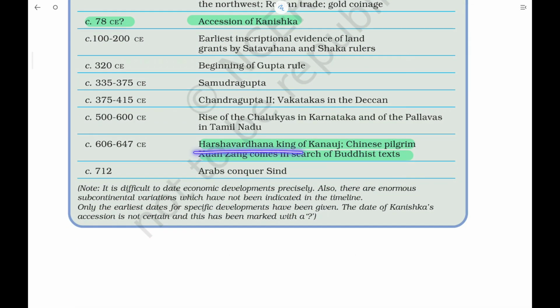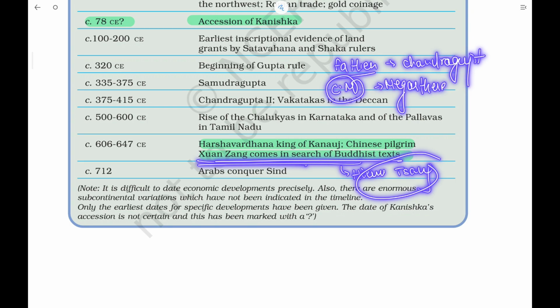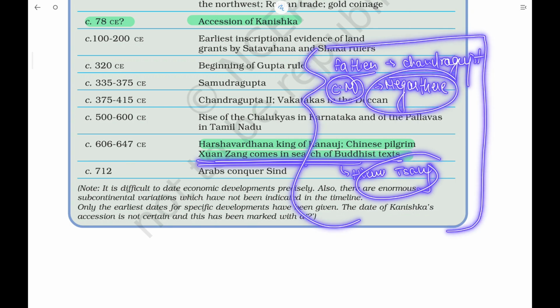Okay, then there is Harshvardhan, whose official poet was Banabhatta, and he was the king of Kannauj. The Chinese pilgrim Hiuen Tsang visited during Harshvardhan. And if I talk about Fa Hien, Fa Hien visited during Chandragupta II. Now, if I talk about Chandragupta Maurya, Megasthenes visited during his tenure. So these are some of the important travelers during this time.